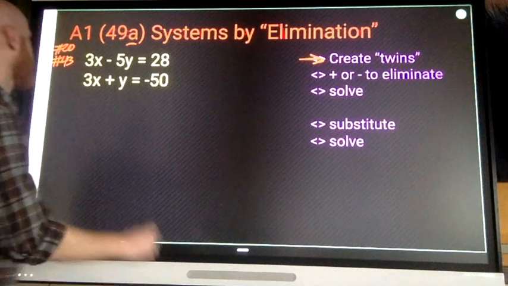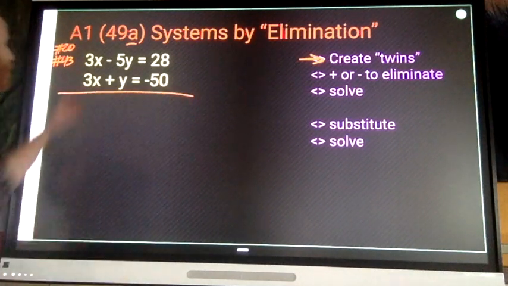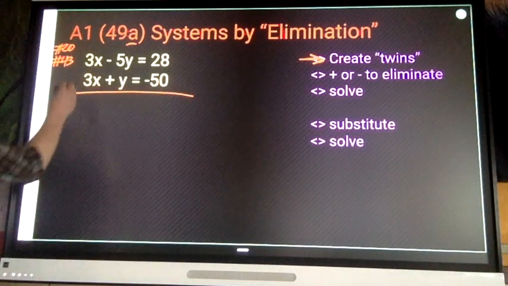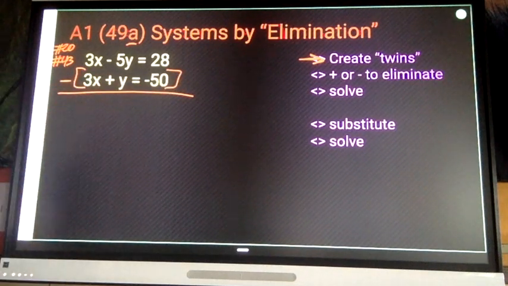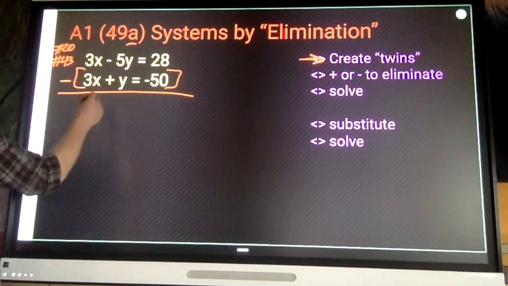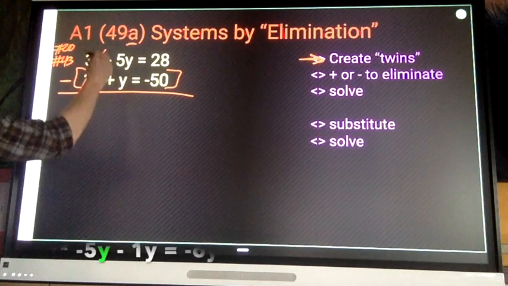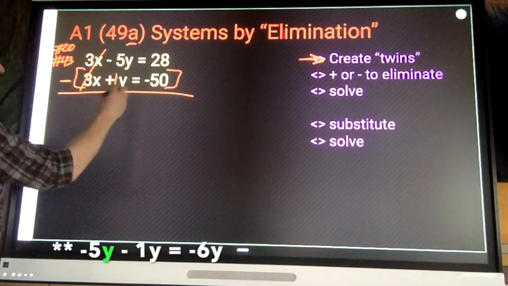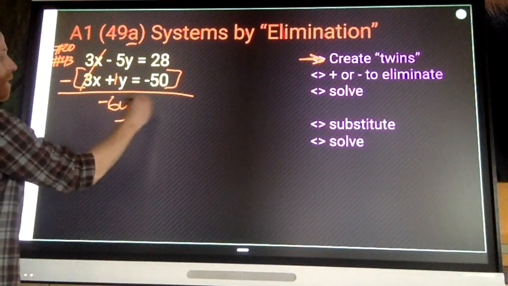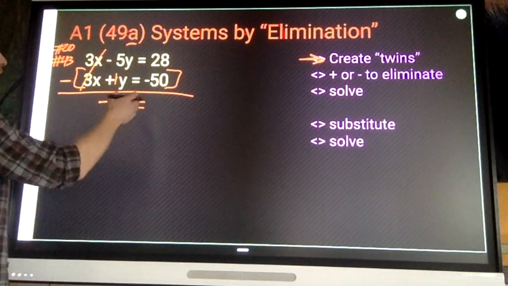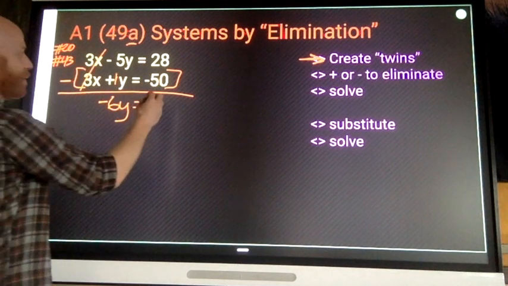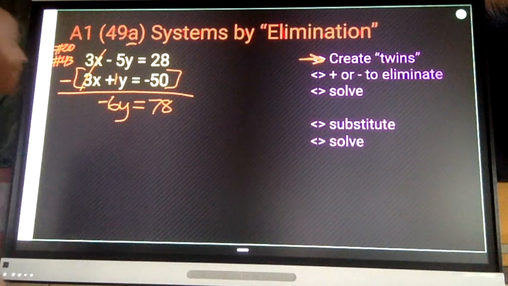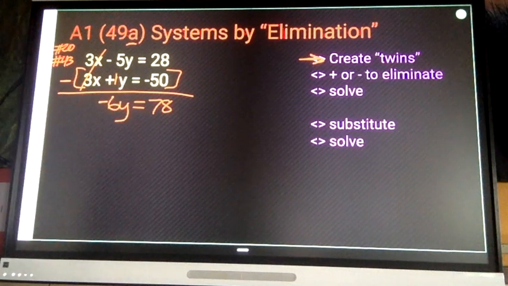The way that looks is like this. If I want to get rid of a 3x, and I've got a 3x in both of these, I can subtract the entire bottom equation from the entire top equation. So we will have 3x minus 3x is 0. Negative 5y minus 1y is negative 6y. Equal sign, just bring it down. 28 minus negative 50 is the same as 28 plus 50, which is going to give me 78. Negative 6y equals 78.